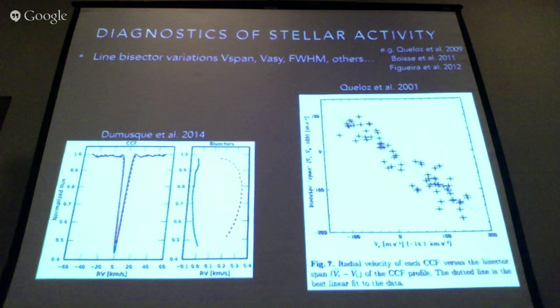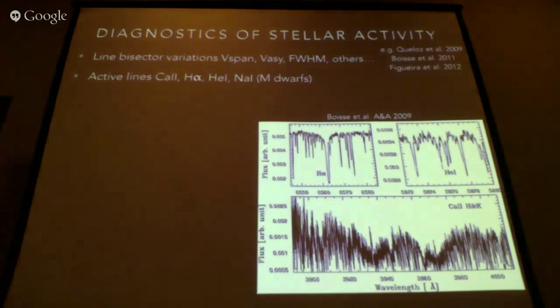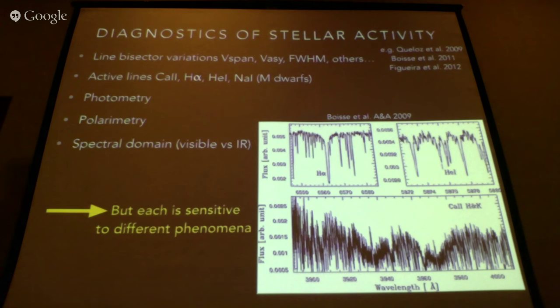The observational characteristics that I also showed before are the different light-per-sector variations, which is why you have false signals in the data. You have the different active lines because we are observing the full spectrum, so finally we are not using all the information that we have. We have the photometry sometimes, the polarimetry, and the spectrometry, but we have to be careful that each is sensitive to different phenomena.